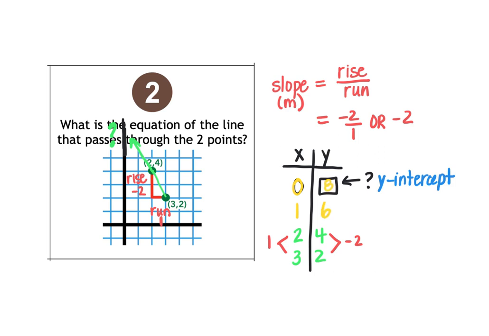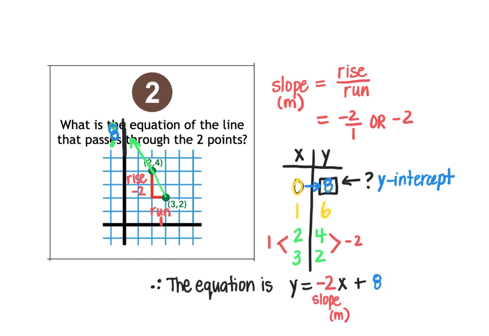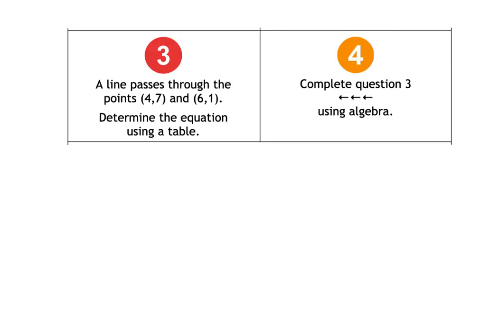So we'll have 6 and 8. And the 8 is next to the 0, so that makes the 8 our y-intercept. 0, 8 is where the line would cross the y-axis if we were able to see it extended all the way on the graph. This means that our equation is y equals -2x, that's our slope, plus 8. That's our y-intercept.